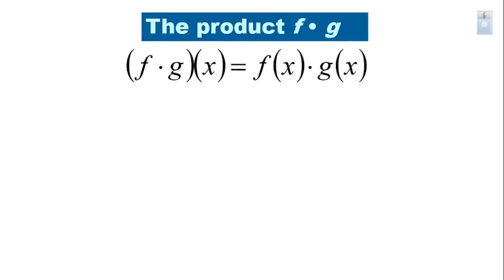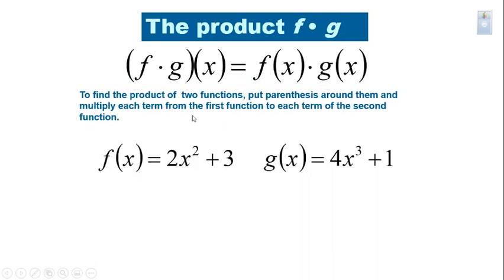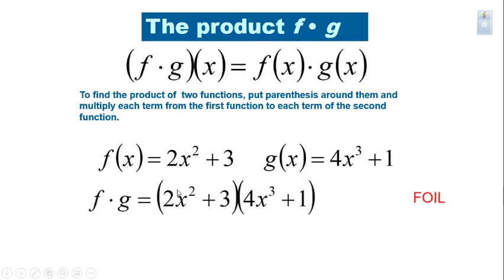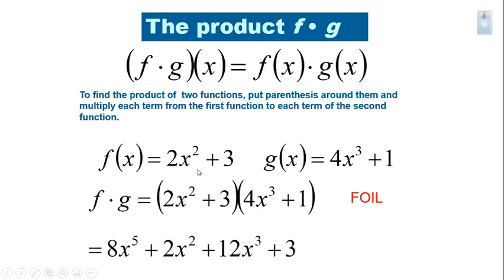Now, for a product, we are multiplying f of x multiplied by g of x. So when we look at our two examples again, we'll put both functions in parentheses, then we will distribute the parentheses. That's how we multiply polynomials. Each term in one pair of parentheses multiplied by each term in the other pair. So the 2x squared times 4x cubed is 8x to the 5. The 2x squared times 1 is 2x squared. The 3 times 4x cubed is 12x cubed. And the 3 times 1 is a 3. And of course, if we were to put this in standard form, we would put the 12x cubed before the 2x squared. But this is the result.